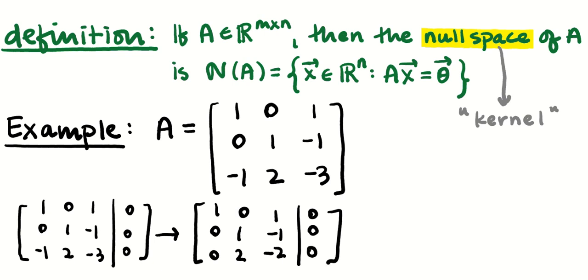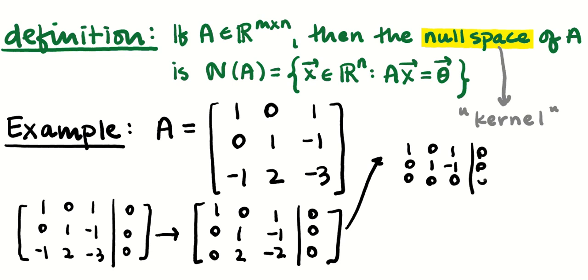All right, and then maybe I'll go up here so I have room to write my solution. I'm going to subtract 2 copies of row 2 from row 3, and I'll have 1, 0, 0, 0, 1, 0, 1, negative 1, 0, and a column of zeros. That means that x1 plus x3 equals 0, meaning x1 equals negative x3.